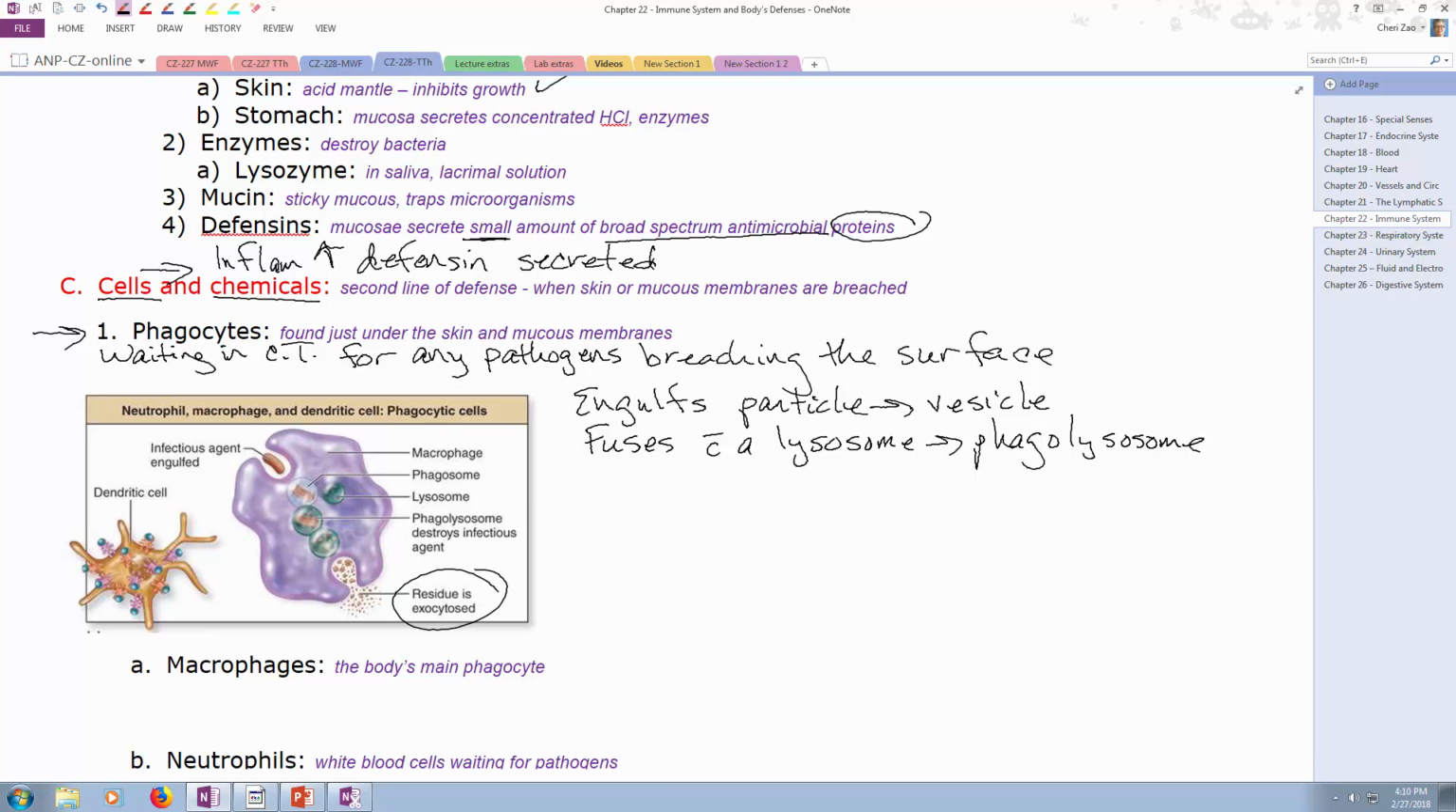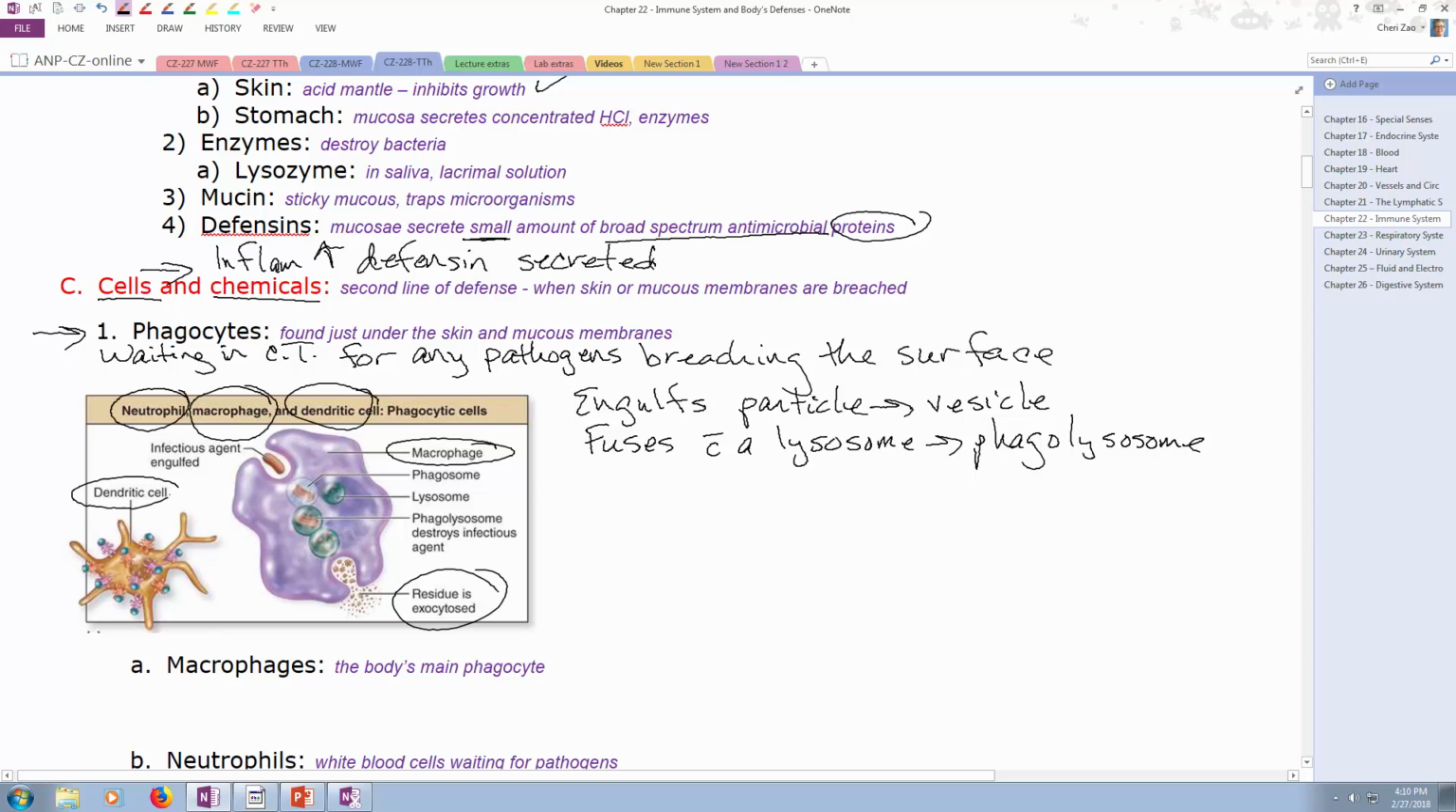This is showing us the number one phagocyte that we have, that we know about, is the macrophage, the process of the ingestion of the infectious agent and the phagolysosome and removal. But I want you to realize also neutrophils are phagocytes. So we have our macrophage and this guy called the dendritic cell.